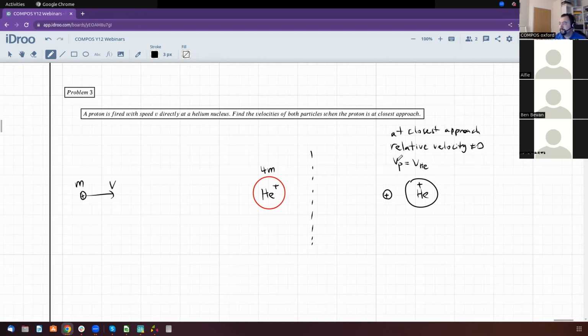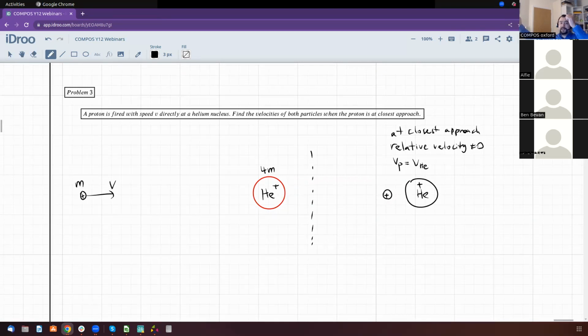Does that make sense? Do I need to clarify what this means? Closest approach is the shortest distance. Yeah, but we're not looking for that shortest distance. The question is, what happens when they are closest?